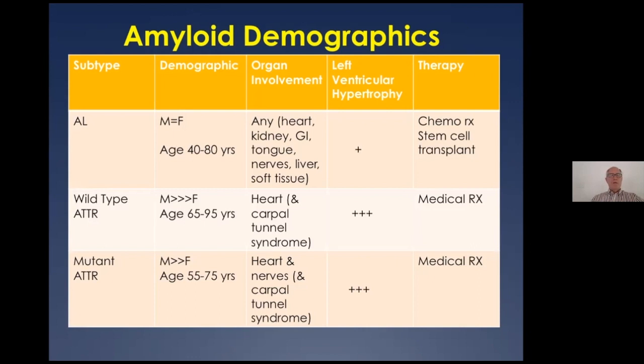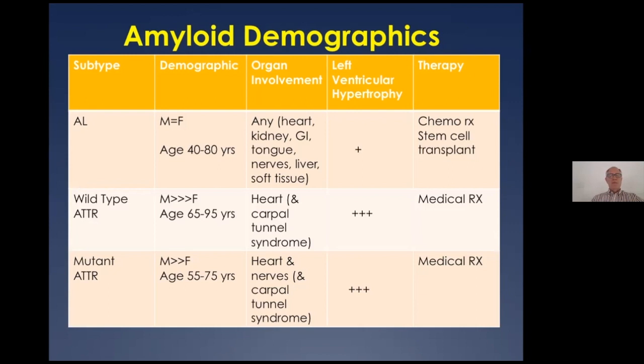Then we have the wild type of transthyretin amyloid depositions. In these particular situations, men are observed to have this much, much more often than females, so there's a male predominance. You see it in a demographic between 65 and 95 years of age. Primary organ involvement includes the heart and carpal tunnel syndrome. Left ventricular hypertrophy is very common and very significant, and we'll talk about the medical treatments.